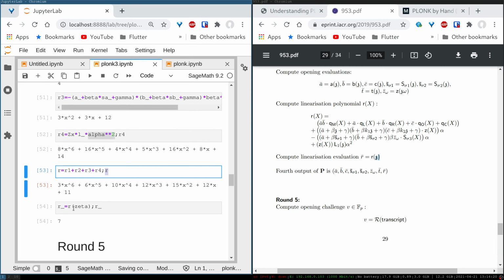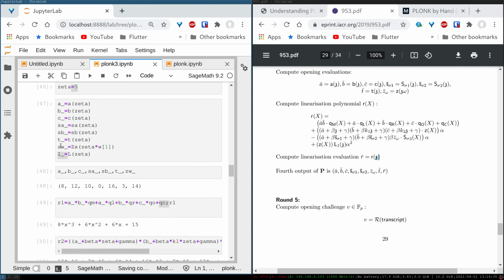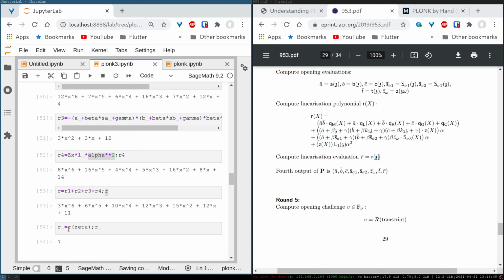So R of zeta is called R bar, and then the fourth output is A bar, B bar, C bar, SA bar, SB bar, ZW bar, T bar, and R bar. So we have them all now. Yeah, we have the first 4, 7 was here, 4, 5, 7, and then R bar is the 8th one.